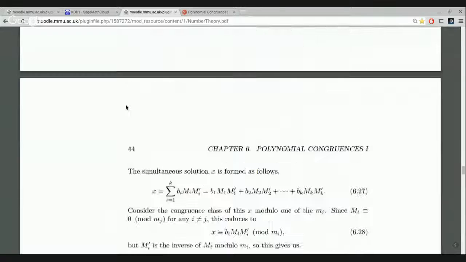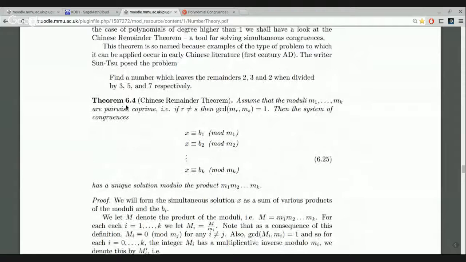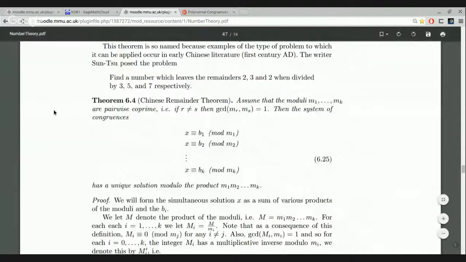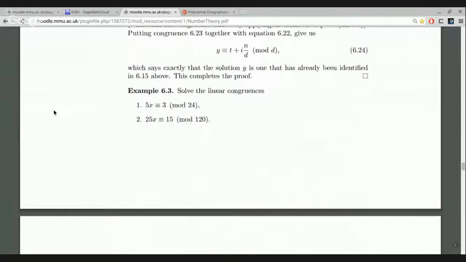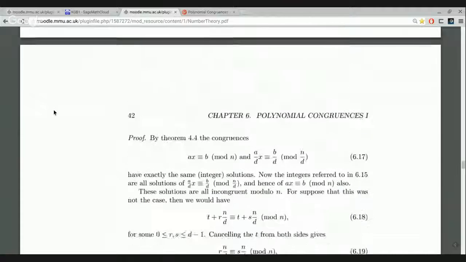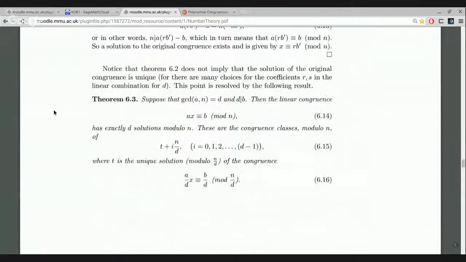These two chapters now, Polynomial Congruences 1 and 2. So Polynomial Congruences 1, this chapter 6, dealt with the starting off case of linear congruences, so polynomials of degree 1. And we completely described the situation for those in our Theorem 6.3. It was a complete algorithmic description of what happens with linear congruences.